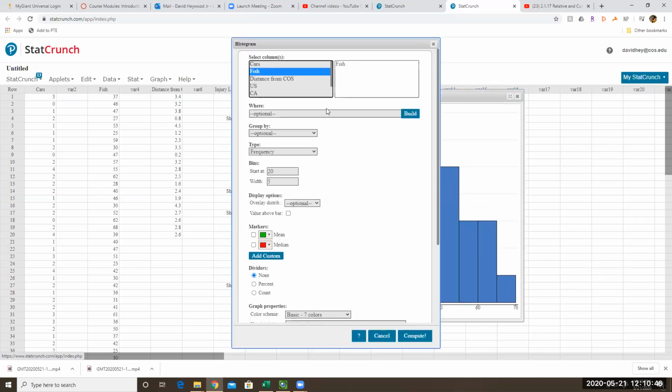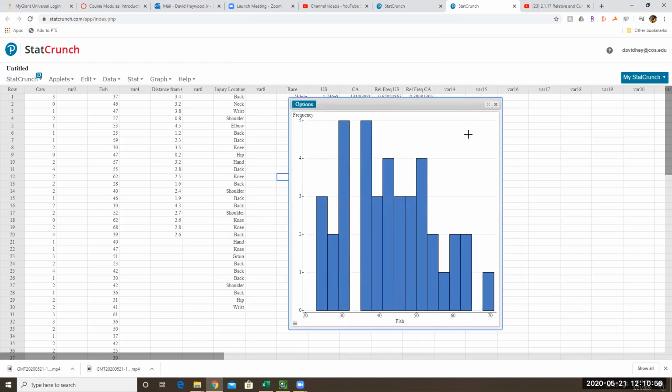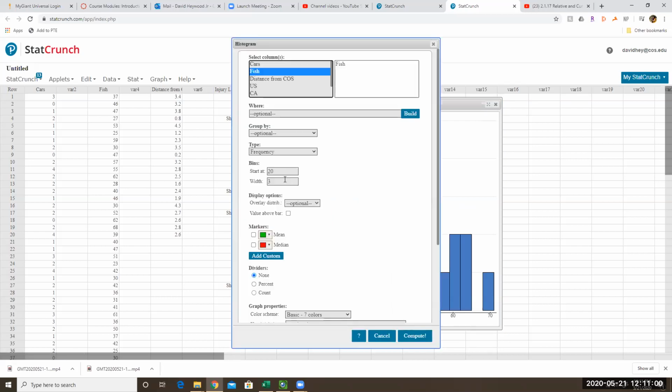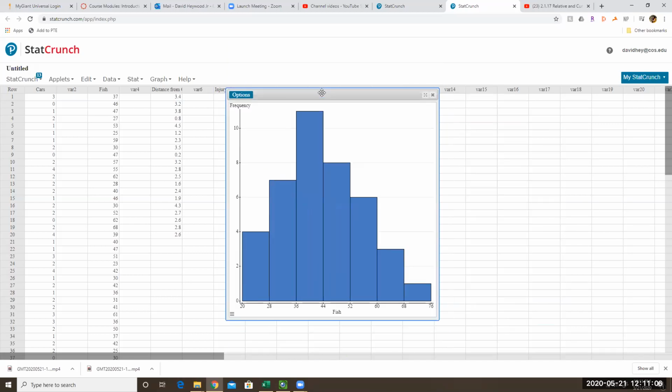But if instead of a class width of 5, I wanted a class width of, I don't know, like 3, then I could make StatCrunch do that. I could just change the class width to 3. It doesn't give me a very nice looking picture, but I could do it. Or I could make it bigger and make the class width 8 or something like that. So you can play around with the class widths a little bit to get a nice looking picture, and StatCrunch makes it really easy to do that.